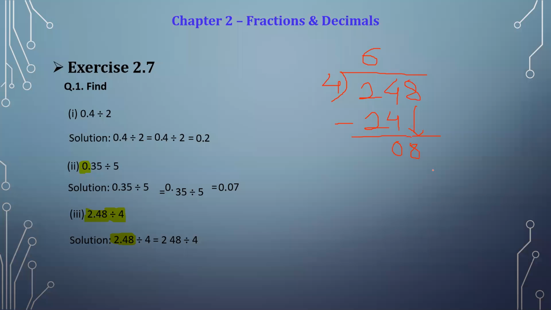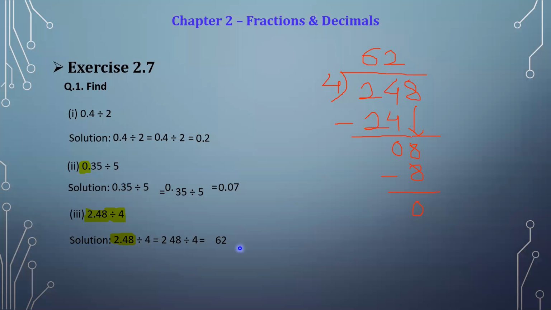Now you know that 4 twos are 8. Again 8 minus 8 is going to be 0. So therefore 248 is perfectly divisible by 4, because we are getting 0 as a remainder, and by dividing 248 with the help of 4, we are getting the quotient as 62. So therefore the final answer is 62.